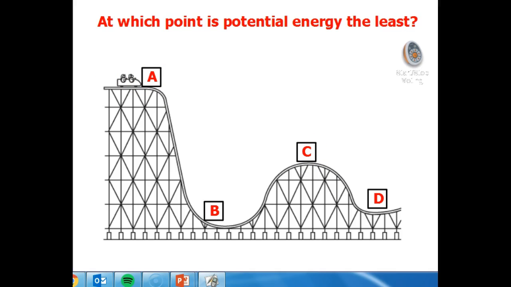Here's another one. Where is potential energy the least? Where is the least amount of stored energy? You should have chosen B. B is the lowest spot. So there's less, if you fell from this spot versus all the other spots, you come down with less energy because it takes less work to get to this spot.